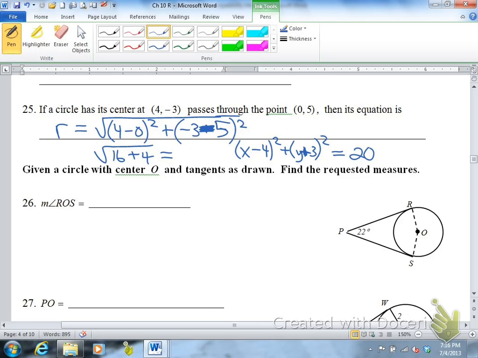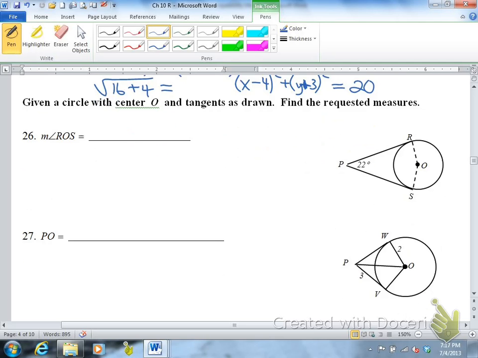So that looks like that answer. Given the circle center O and tangents are drawn, find the requested values, ROS. To find that, we know that the tangent is perpendicular to the radius, and this is an angle bisector, so we have 11, 11. So we have to find ROP, the measure of angle ROP.